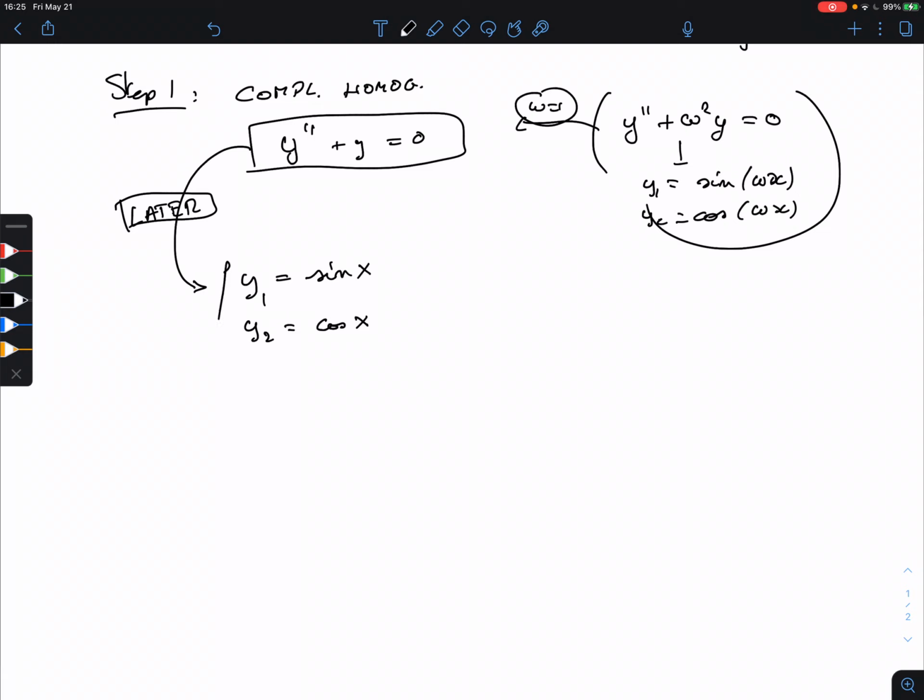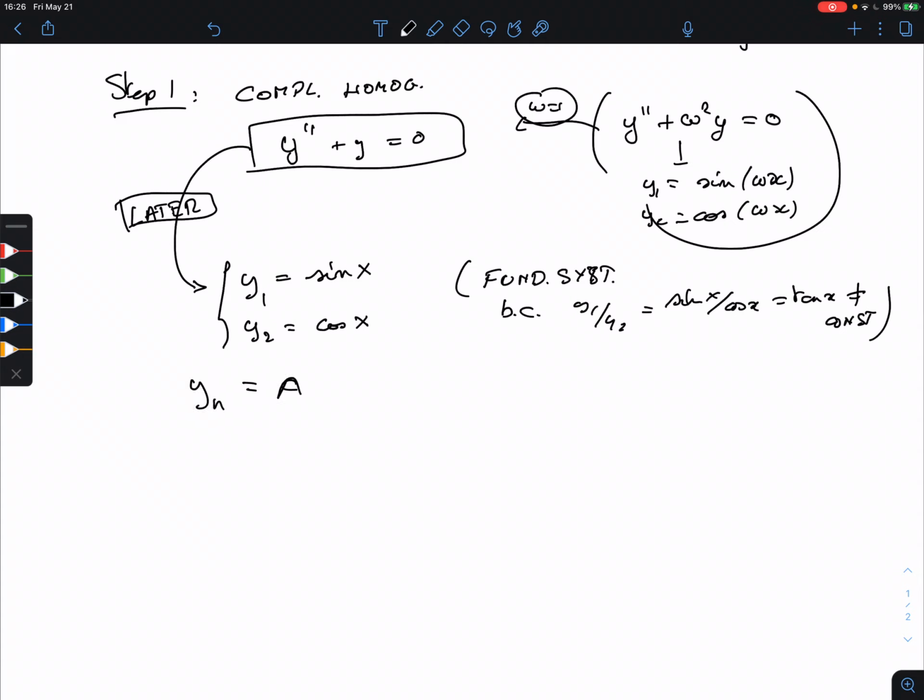So again, we accept now that these are two solutions, and we know it's a fundamental system, because y1 over y2 is sine x over cosine x, which is tangent x, and is not constant. That's the only thing we have to exclude here. So they're really different. So this means that the homogeneous solution in general will be a linear combination. Let's write a's and b's now: a sine x plus b times cosine x.